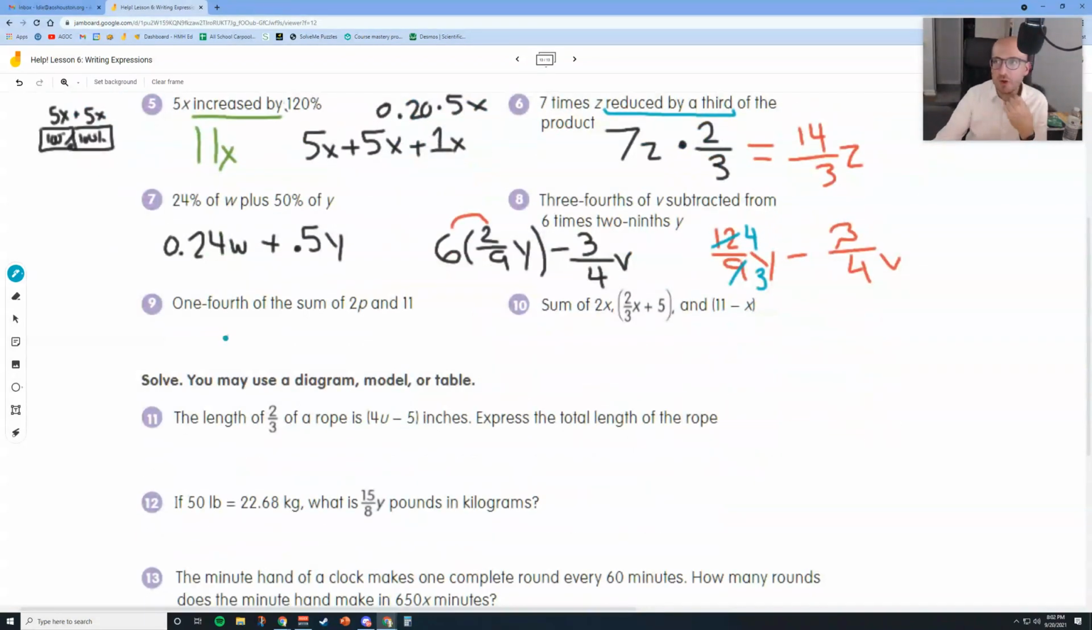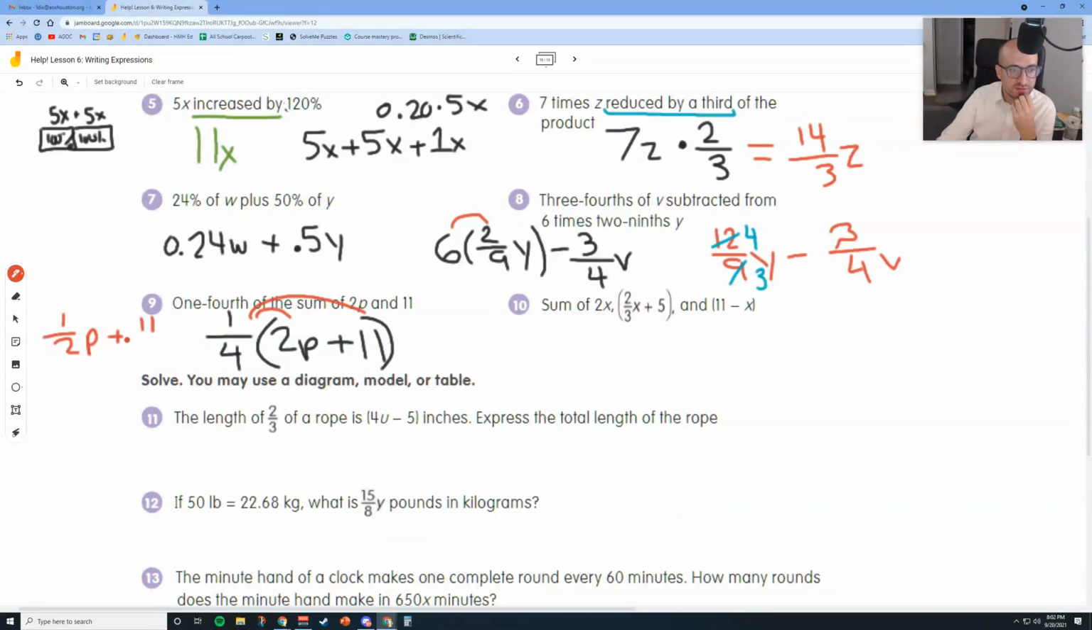All right, we'll keep it rolling. We got a couple more minutes in this, and then if you need help with the rest, I'll make another video. 1/4 of the sum of 2p and 11. Now, should I leave it like this? I could. Or I could use the distributive property. Think about what that would be. A fourth of 2p, 2 divided by 4, is 1/2 p, plus a fourth of 11 is 11/4.